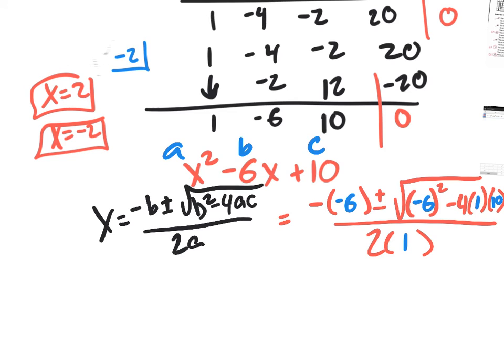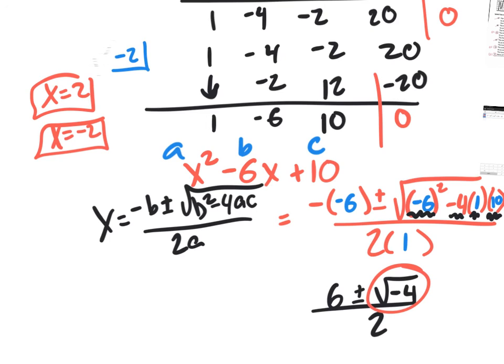Starting with the discriminant, negative 6 squared is 36, and minus 4 times 1 times 10 is negative 40. So you have 36 take away 40, and you're going to end up with the square root of negative 4. We have a plus or minus a positive 6 out here, all divided by 2. Now we should all know that the square root of negative 4 is 2i. So we have 6 plus or minus 2i, all divided by 2.